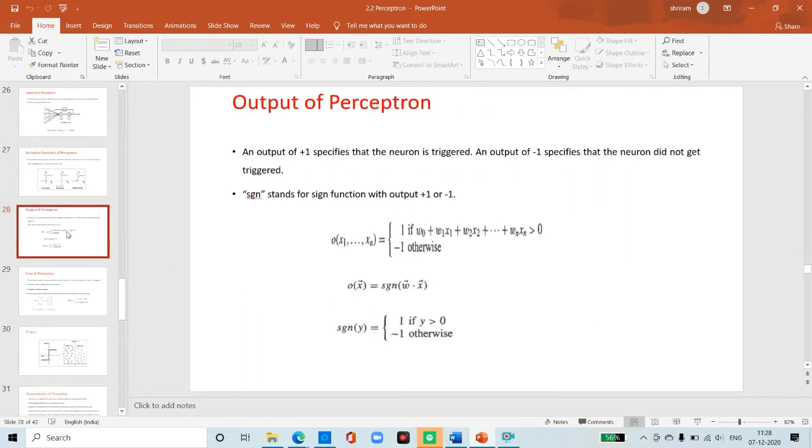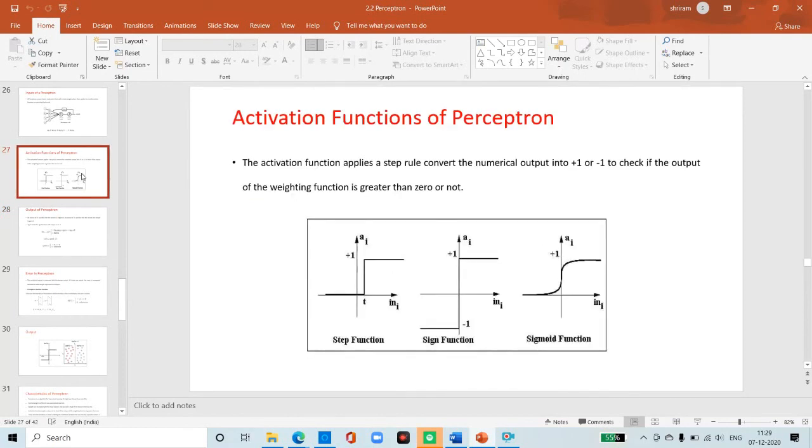If the perceptron gives the answer in plus one or minus one format, we apply the sine function with output plus one or minus one. So the final output is the sine of y, where y is greater than 0. If the answer is greater than 0, the sine function produces the output 1. Otherwise, it produces the output minus 1. And the graph looks like this.